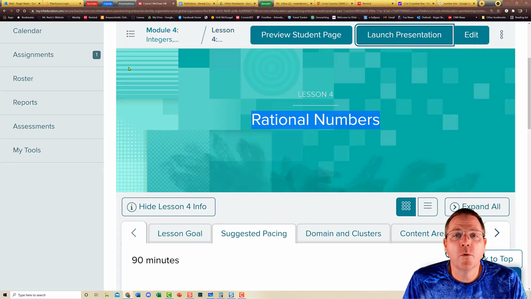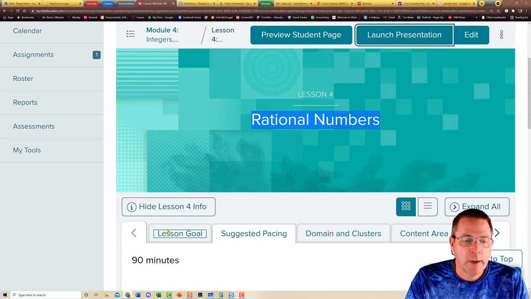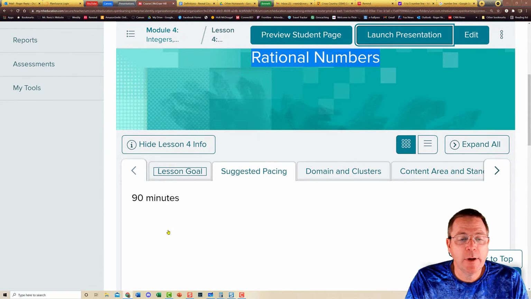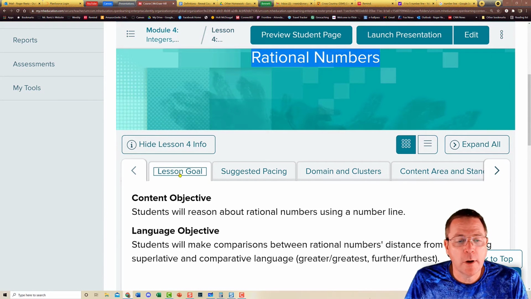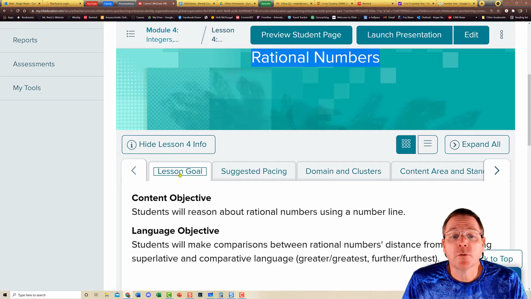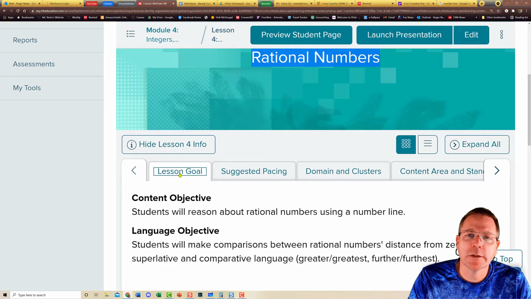on Chapter 4, Lesson 4, Rational Numbers. The pacing guide says this is going to be a 90-minute long lesson, 2 days in class, we shall see. And the content objective says students will reason about rational numbers using a number line. Sounds pretty simple. Let's get started.